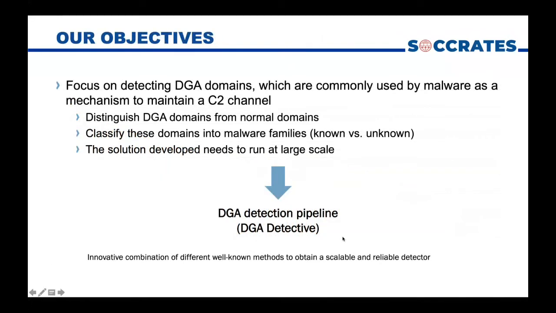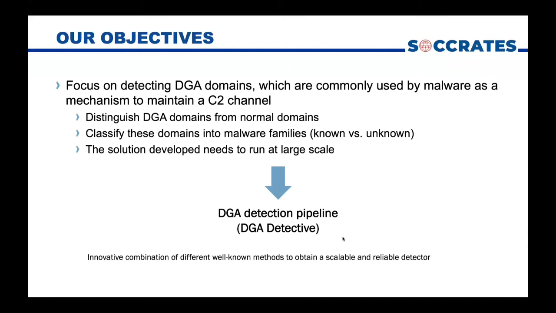So our objective, and as a way of introduction to Irina's talk on the actual technical details of our DGA detection mechanisms. Our objective is really to be able to distinguish DGA domains in traffic flows from normal domains and automatically classify these domains into malware families of known versus unknown, but also essentially the family names themselves. And most importantly, for our purpose, we need a solution to run at a large scale that's able to cope with all the data we collect at Shadowserver.